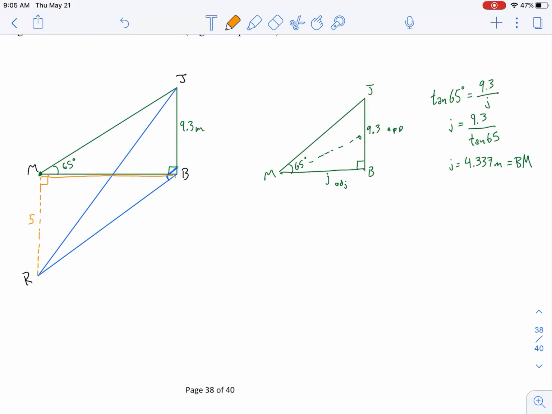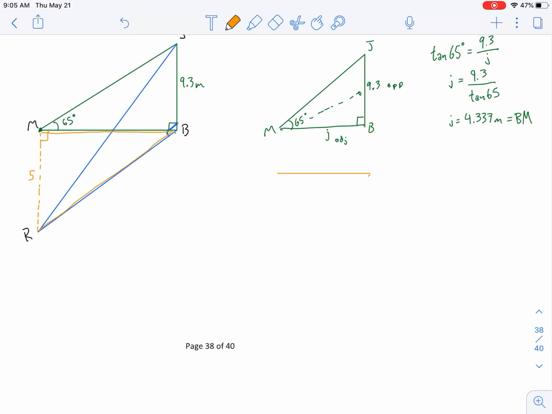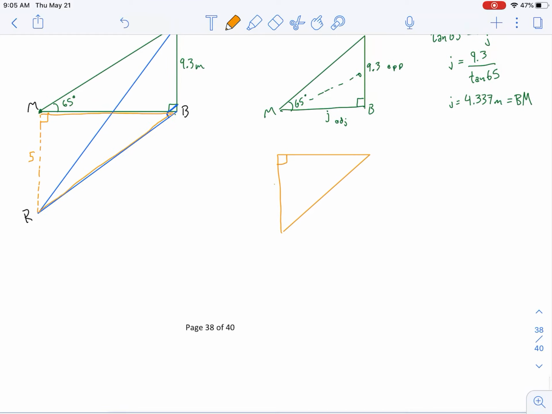so you could picture it here. So triangle MBR has a right angle in it as well, right there. We know this distance is 5. We just figured out this distance is 4.337. This is B, this is R, this is M.